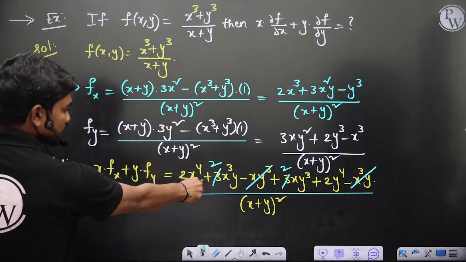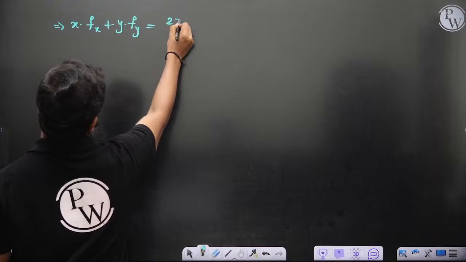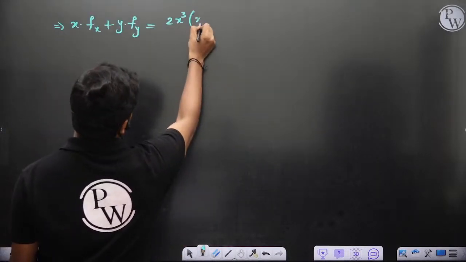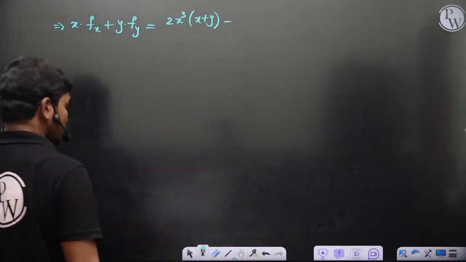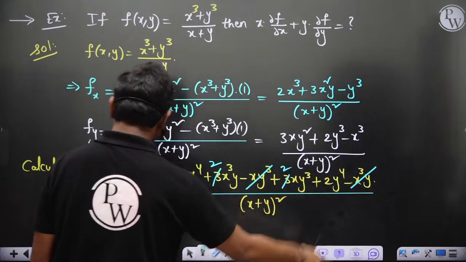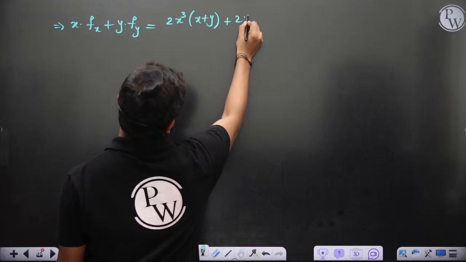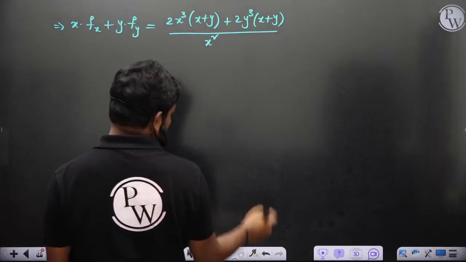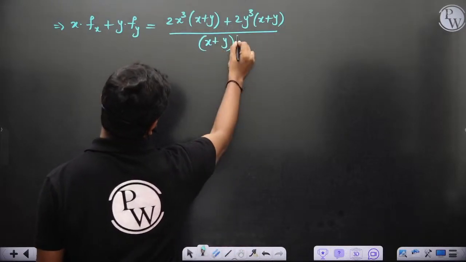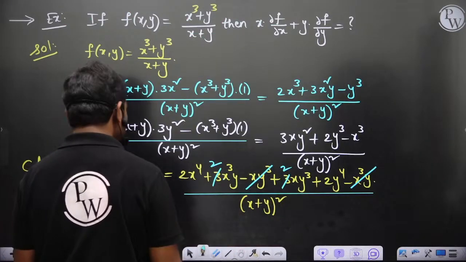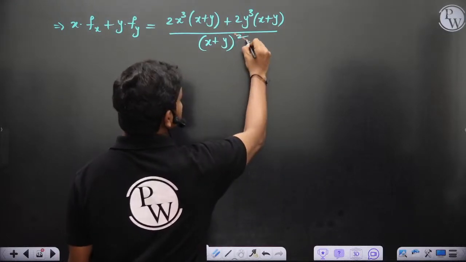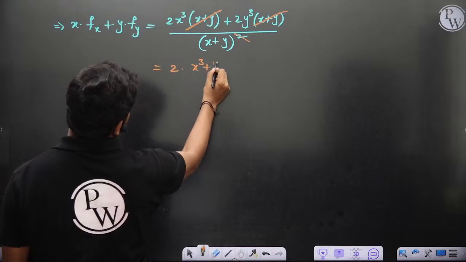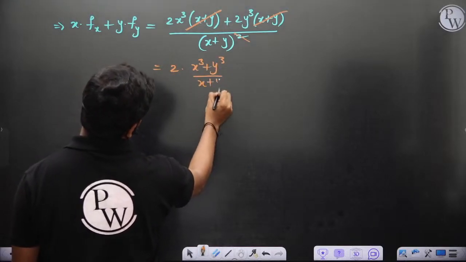From these two terms, if I take 2x cube common, I have x and a y here, so x plus y. Then from this term and this term, if I take 2y cube common, I again get x plus y, divided by (x plus y) whole square. Now you can cancel one common factor, and these two terms get cancelled. So you figured out something like x cube plus y cube by x plus y actually here.